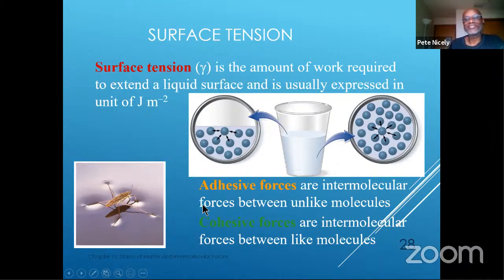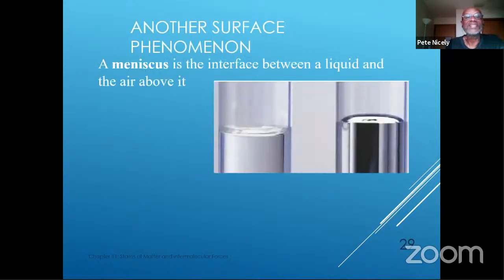Another demonstration of hydrogen bonding is the existence of what we call adhesive forces and cohesive forces. So these are the definitions of these two forces. Cohesive forces are the intermolecular forces that exist between like molecules, and the adhesive forces are the intermolecular forces that exist between unlike molecules. Now that is important. These two terms are important for us to understand the formation of a meniscus and the shape of it.